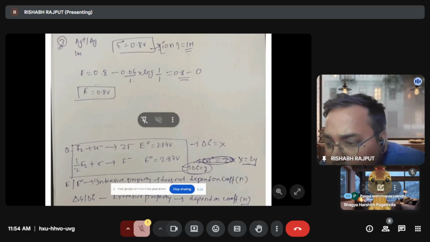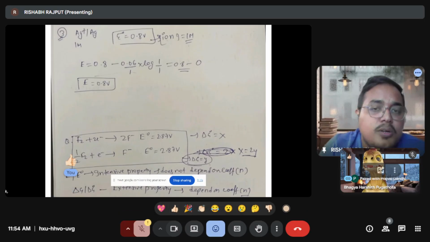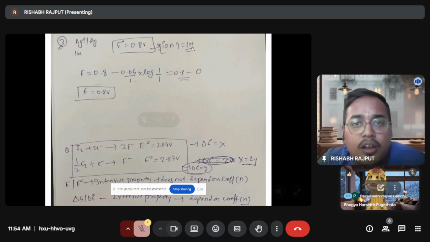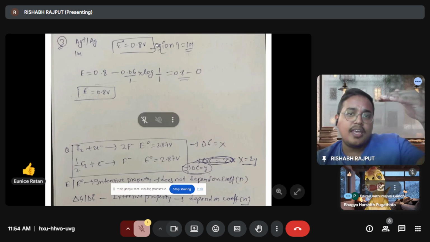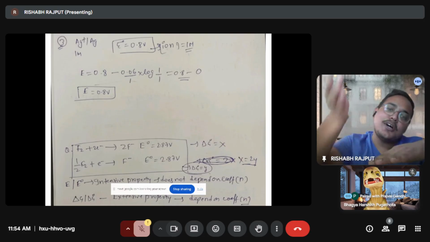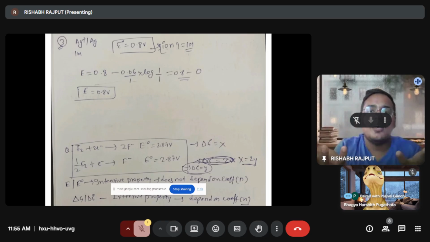This is a standard value. E naught is a standard value. So that means it is already calculated at a concentration of 1 molar. If your standard value is based on 1 molar, and you are also finding the E cell value at the same concentration, that means it is the same now. I already have a 1 molar concentration.